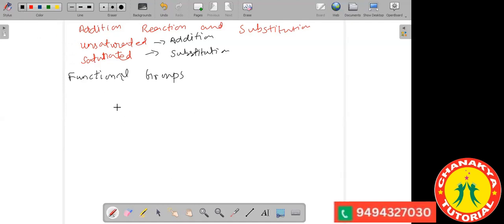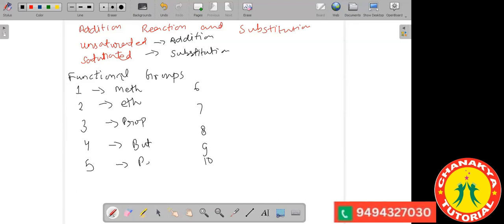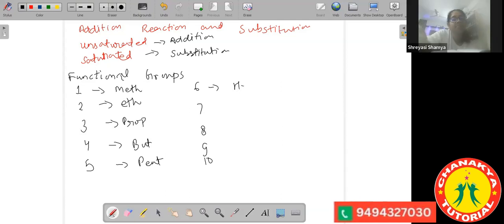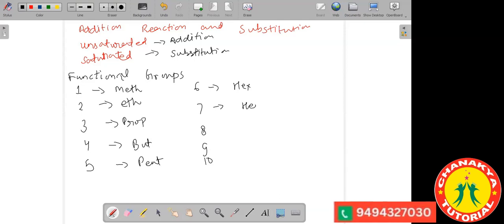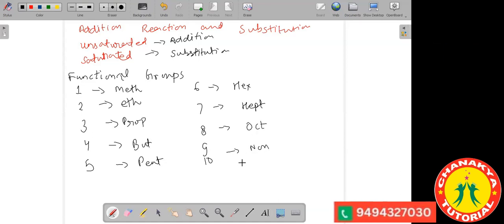In the nomenclature, I told you the numberings. I told you meth. So 1, 2, 3, 4, 5. Then we did 6, 7, 8, 9, and 10. So what is the name given if the parent chain contains one carbon? Meth. Methane. So it's meth, for 2 it's eth, and for 3? Prop. For 4? But. For 5? Pent. And for 6? Hex. For 7? Hept. For 8, oct. For 9, it's non. And for 10, it's dec.